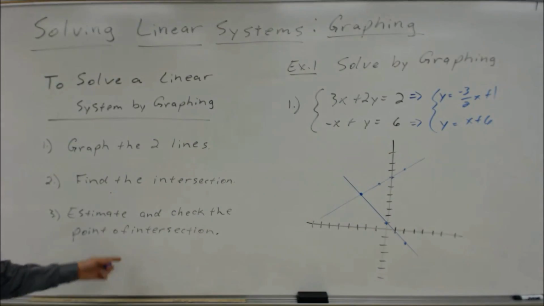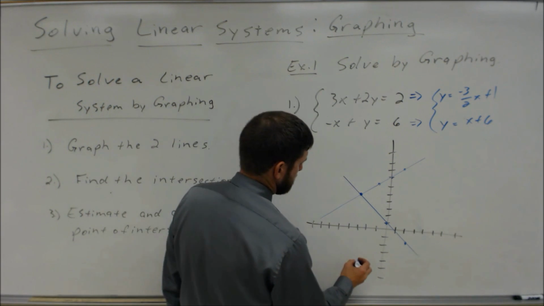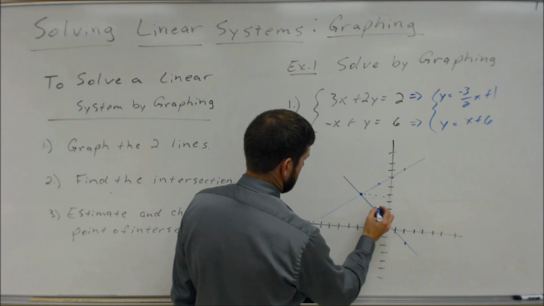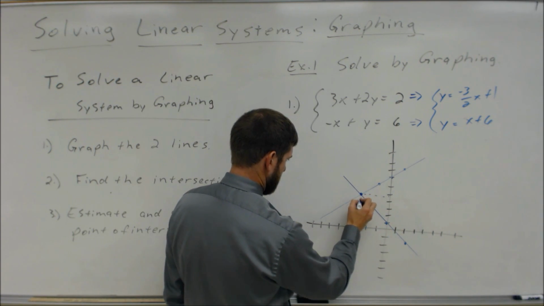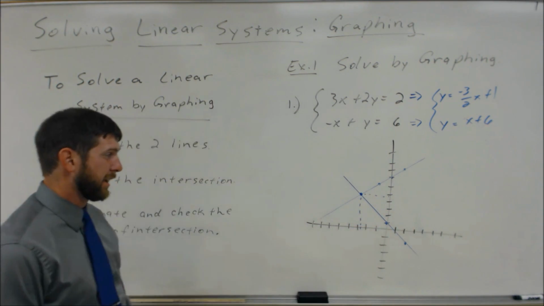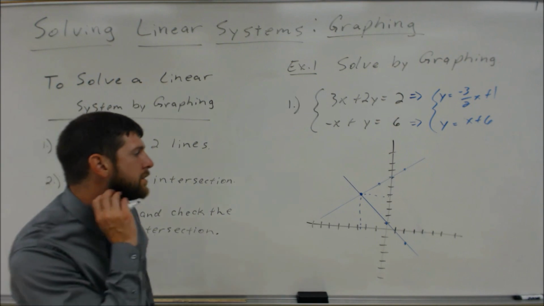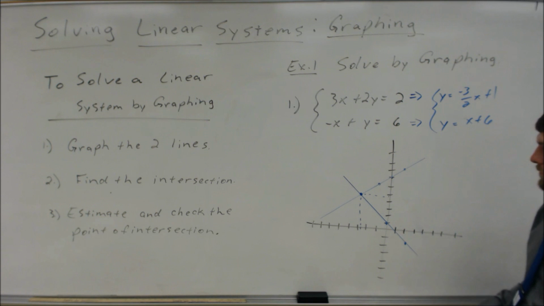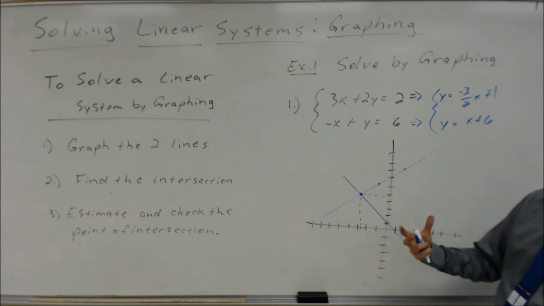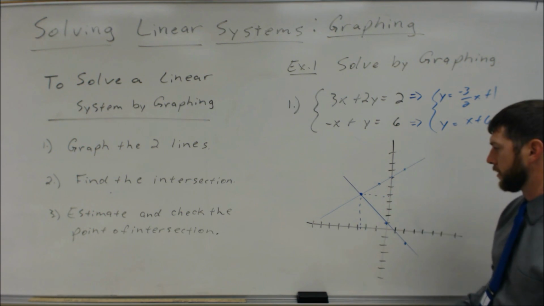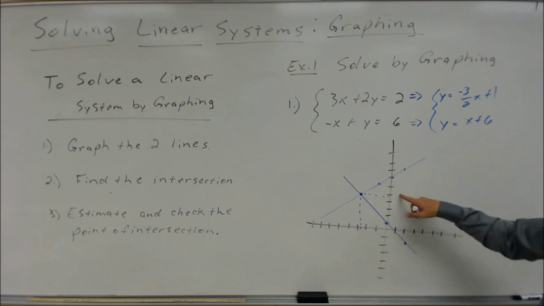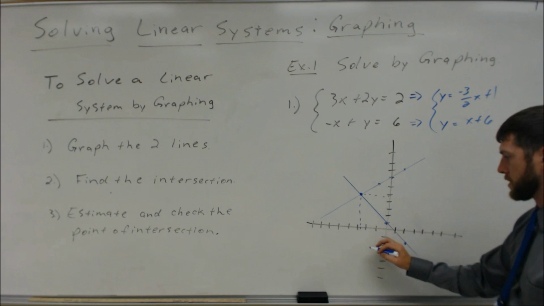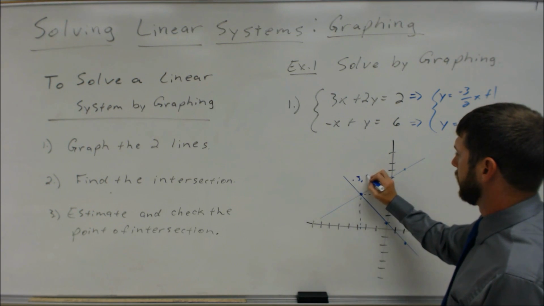Intersection point, and estimated. So if we estimated somewhere around in there, I don't get a great value to work off of. But just remember, you're working off of a graph, and your answer can only be as accurate as your graph. Say that we tried -3, 5.